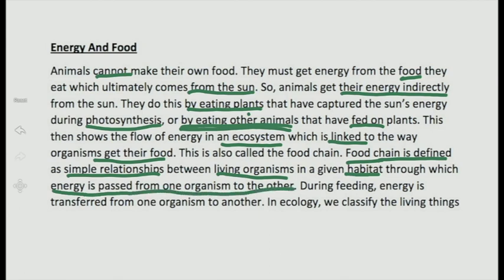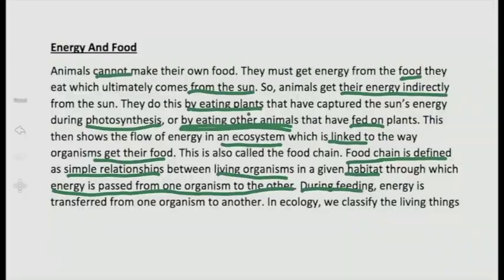What is important here is that in a food chain, there is always what? Transfer of energy from one living organism to the other. It happens during feeding. The energy is transferred from one organism to another. In ecology, when we study life, we classify these living things according to which feed on what. Then we are saying we have what we call the food chain.